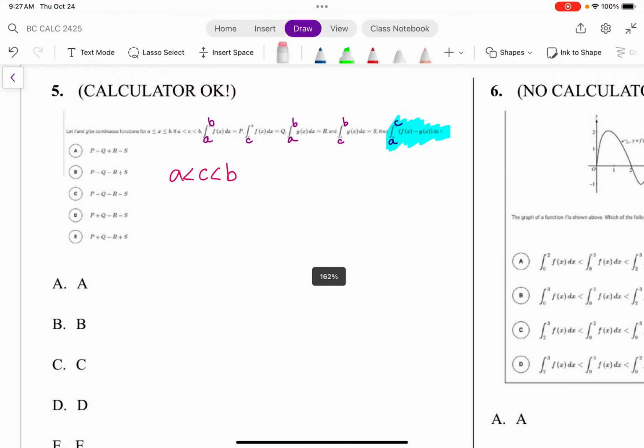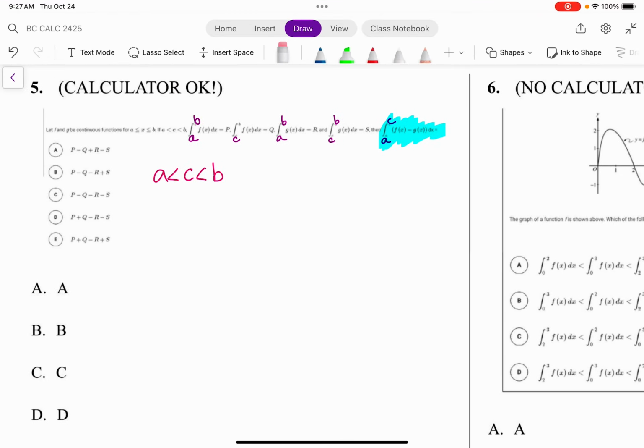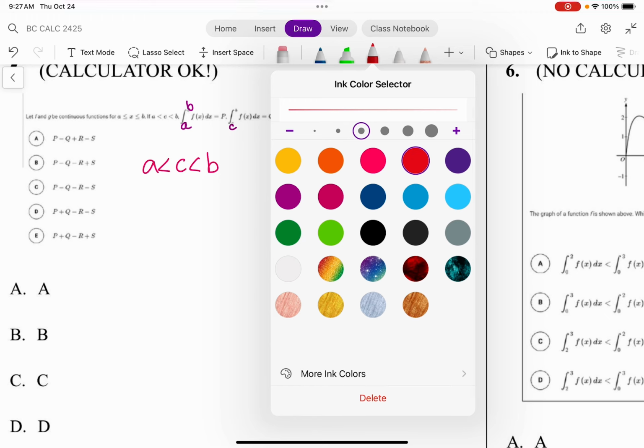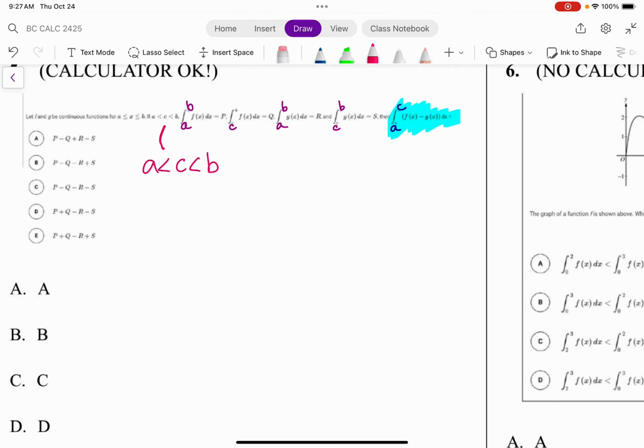All right, so now we've got another property of integrals question. You'll notice this calculator is okay, but that wouldn't be really helpful, would it? Because this is just more about expressions. It says f and g are continuous functions in the interval a to b, a is less than c is less than b. I just wrote that bigger because I'm going to make a comment about that.